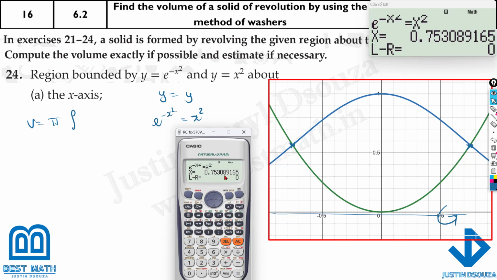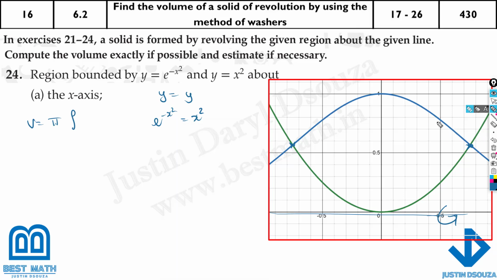It's 0.753. Now, here you can write x is equal to 0.753, but it's plus or minus because it's squared, right? You will have positive and negative. It's symmetrical on both sides. So pi over here, the lower limit is minus 0.753, and here it's plus 0.753. And then it's very simple.